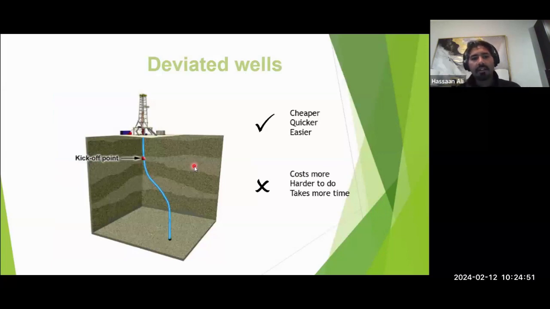But then there is the concept of deviated wells, multilaterals, laterals, and horizontal drilling, which we are going to discuss in the coming slides. What happens is that your drill rig is somewhere else, and it will drill straight, and then there will be a kickoff point where the drill bit takes an angle, and then it goes in at an angle, and then it straightens down. So you can see that it has not drilled in a straight line. That means your rig can stay in place and drill different wells at different depths. It's quicker and easier in some ways, but it's harder to do. It takes a little more time, and it is a little more costly.